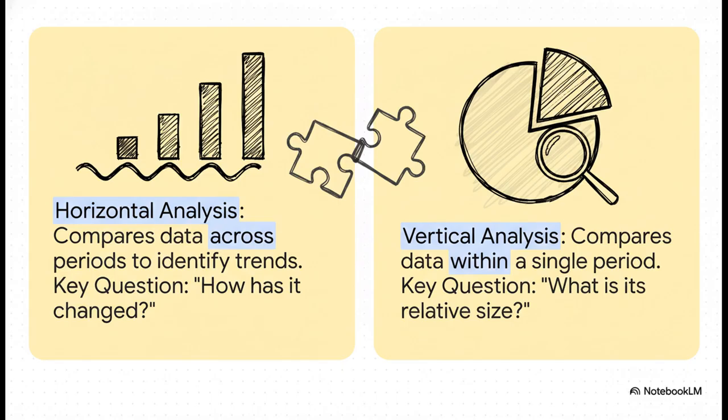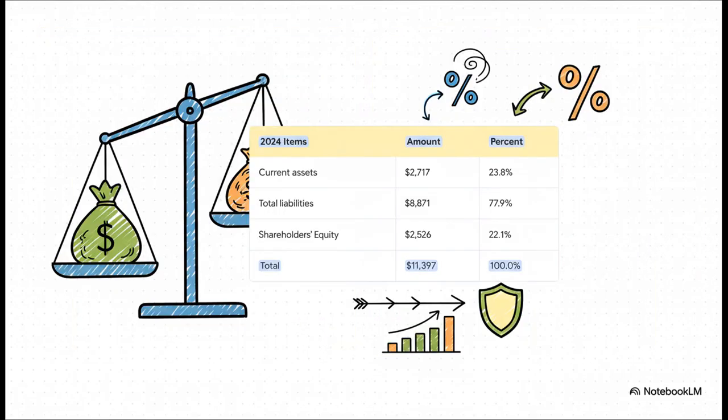What is the relative size of this item right now? It's a snapshot of the structure. You absolutely need both to get the full picture. So let's apply this to Whitby's 2024 balance sheet. See how everything is now a percentage of total assets? We can see that total liabilities make up 77.9% of the company's assets.